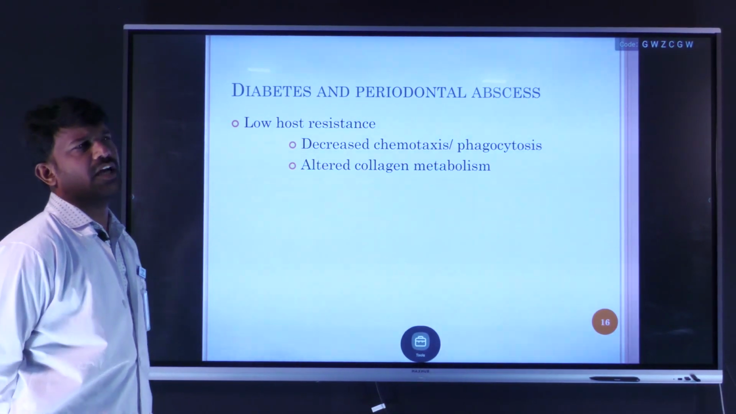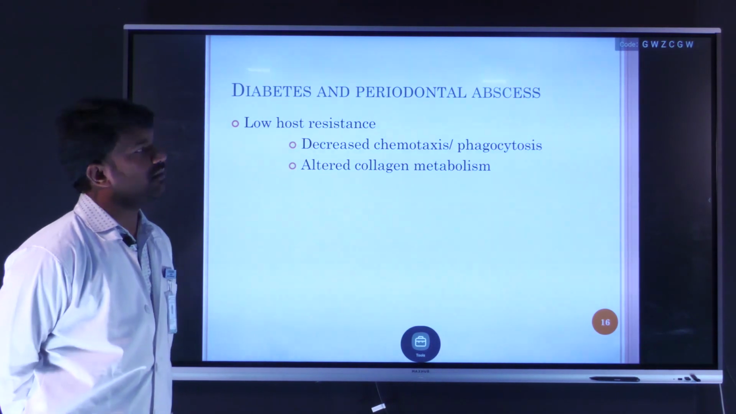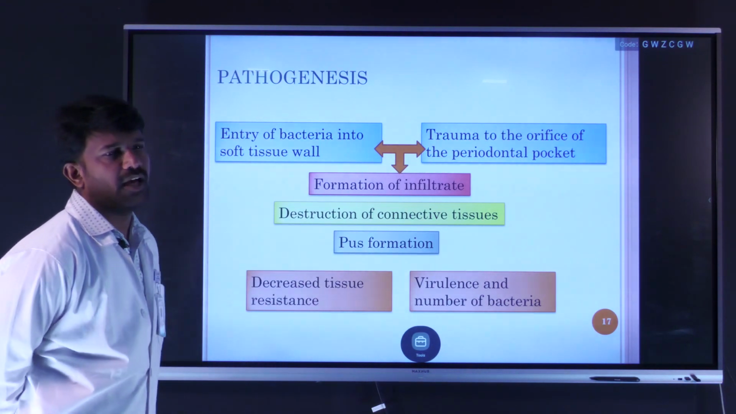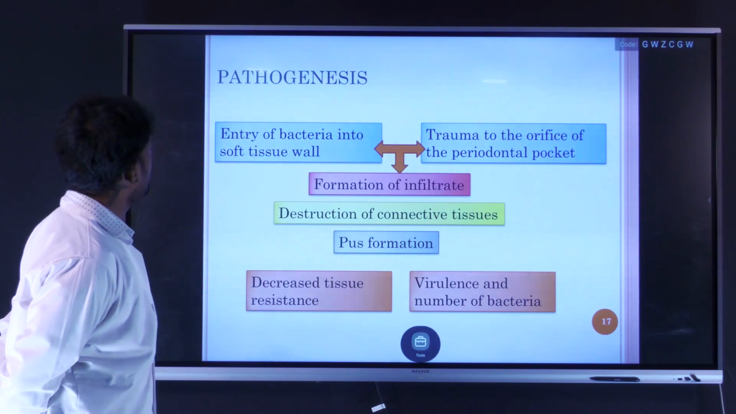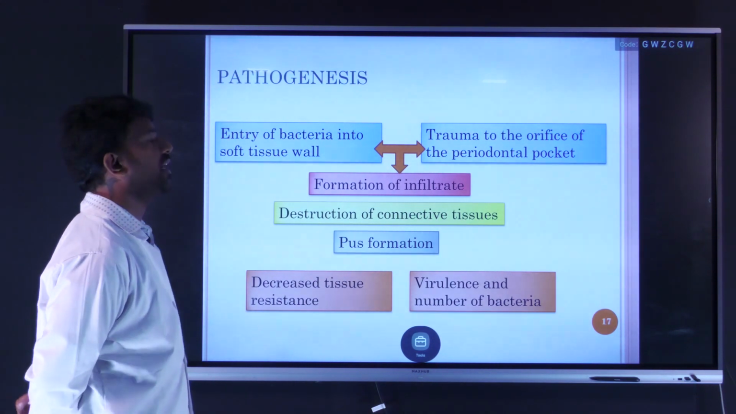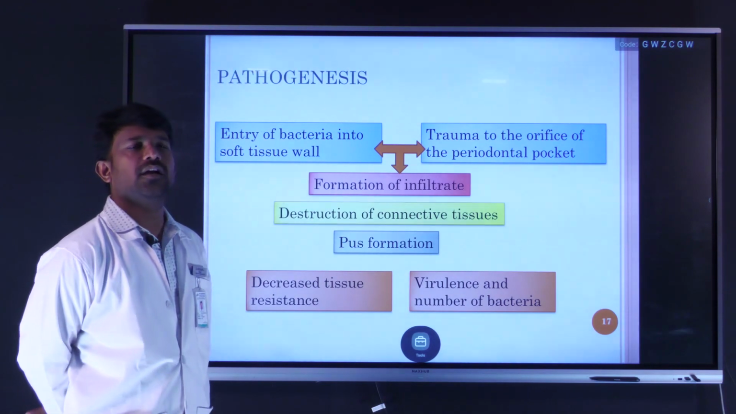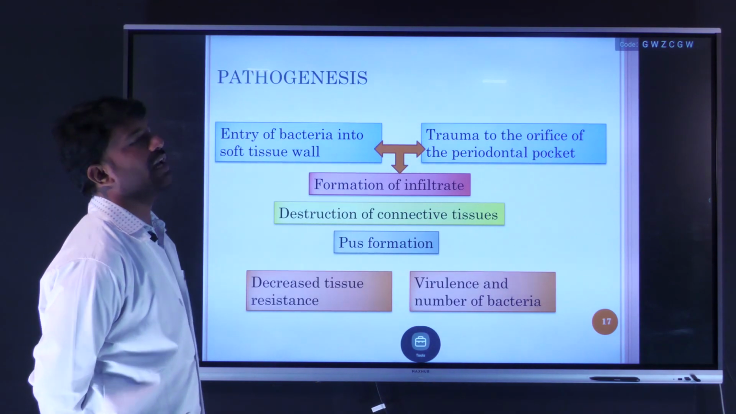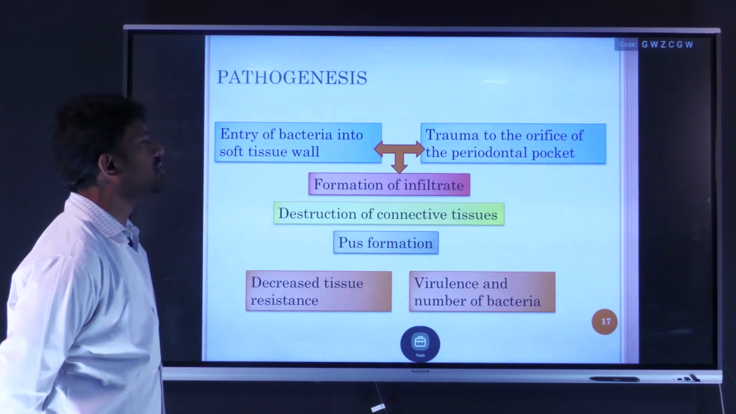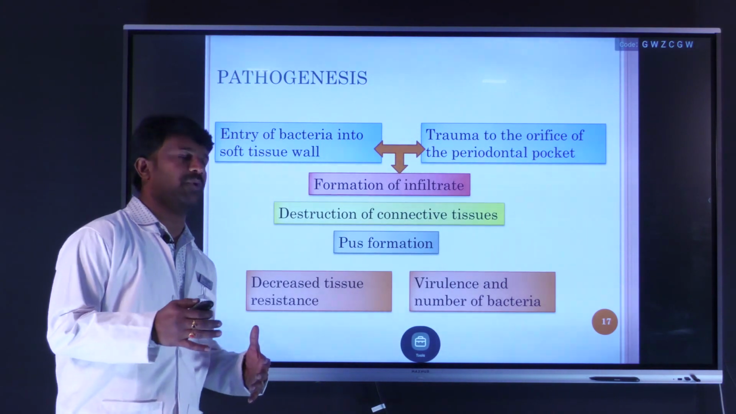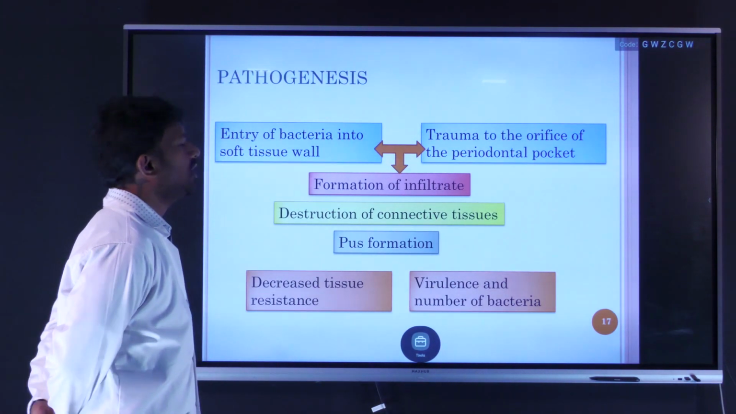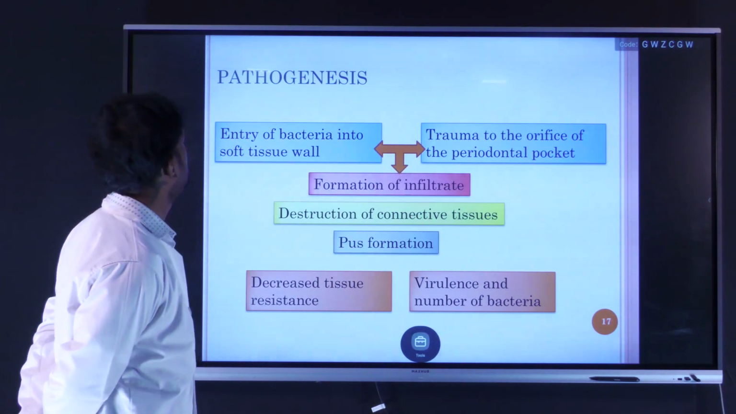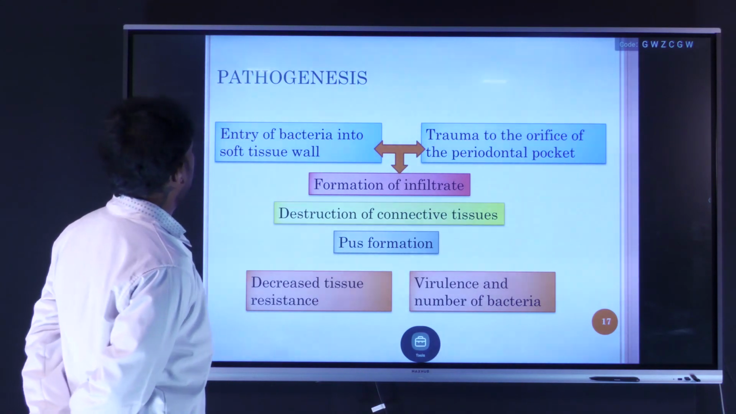collagen metabolism. Coming to the pathogenesis of periodontal abscess, as in a periodontal pocket, there is entry of bacteria into the soft tissue wall, trauma to the orifice or the attachment, then formation of an inflammatory infiltrate and destruction of connective tissue, like collagen, along with collagenases. There is localized accumulation of pus, decreased tissue resistance, and bacteria come in contact with that fluid or pus, increasing the size of the tissue.